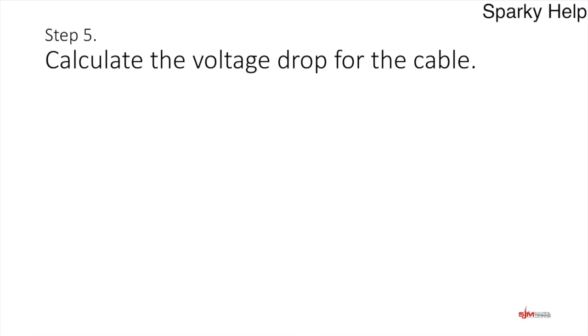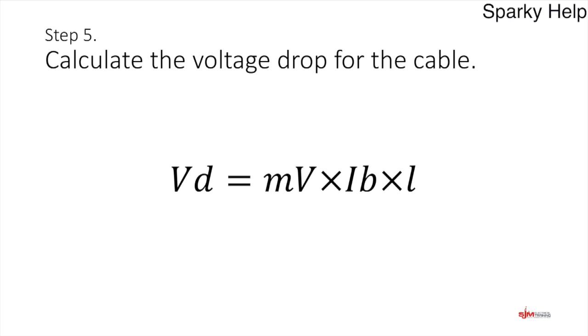Finally, once you have all that, the very last step is actually to check the volt drop for the particular circuit. Now that has to be under 3% or 5%, depending whether it's a lighting circuit or another type of circuit, respectively. So 3% or 5% of the nominal voltage to which you started with. So how do we do that? Well, the volt drop equals the millivolt rating times IB times the length of the cable.